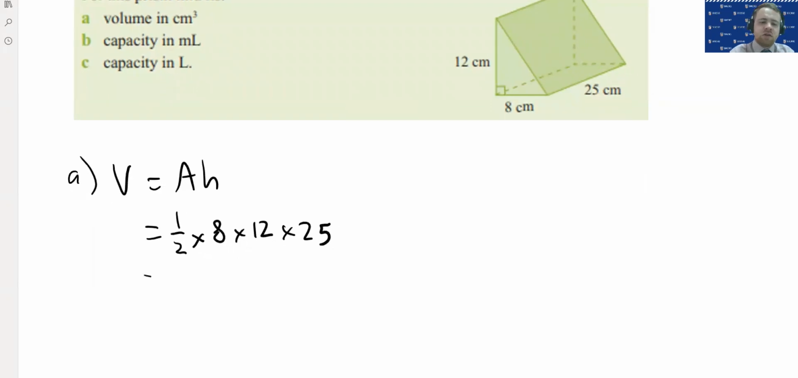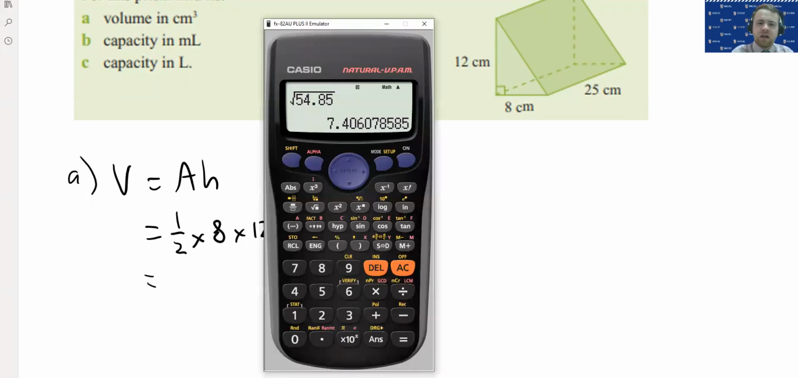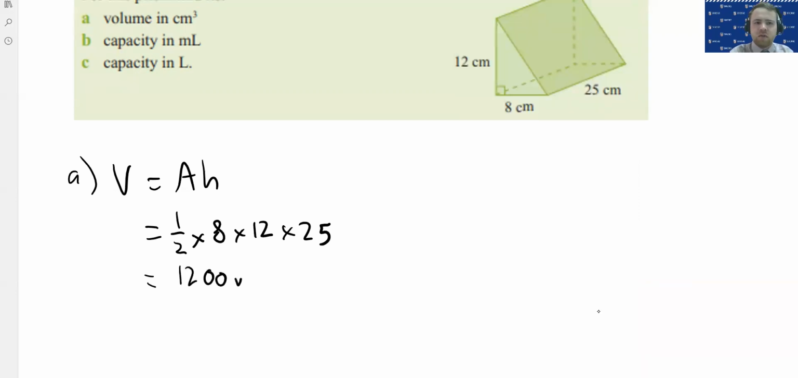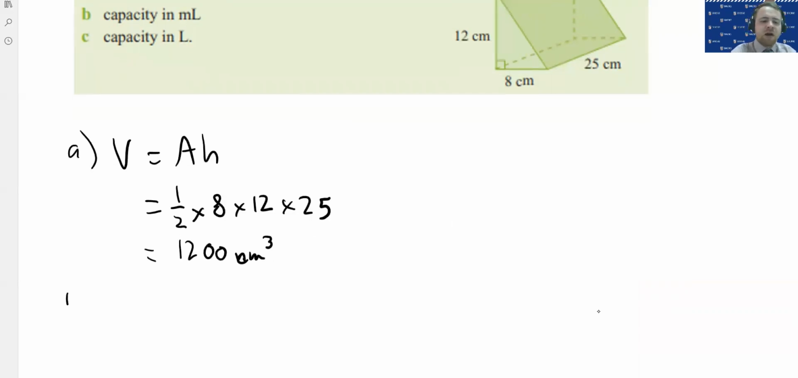Now we're just going to put that in our calculator and we'll get the volume of the prism in centimeters cubed. So it's going to be half times 8 times 12 times 25, and voila, we've got 1,200 centimeters cubed. So then for part B, if we want to convert that to a capacity, we know that centimeters cubed to mils is just a 1-to-1. So it's just going to be 1,200 milliliters.